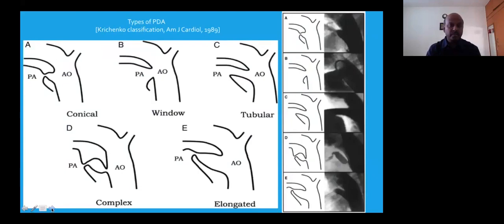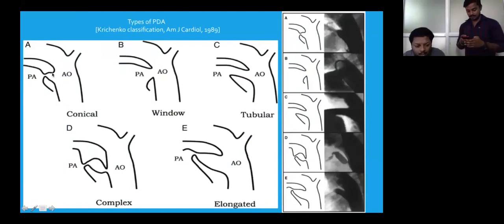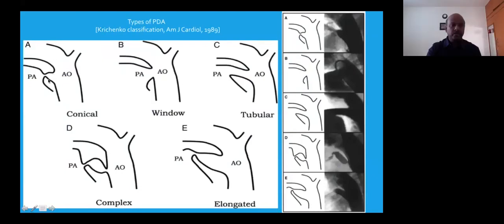These are the types of PDA. You have a conical PDA, which is the most common, reason being that the ductal constriction starts at the pulmonary arterial end, and you have a conical type A patent ductus arteriosus. Type B is a window type where the constriction happens at the aortic end.